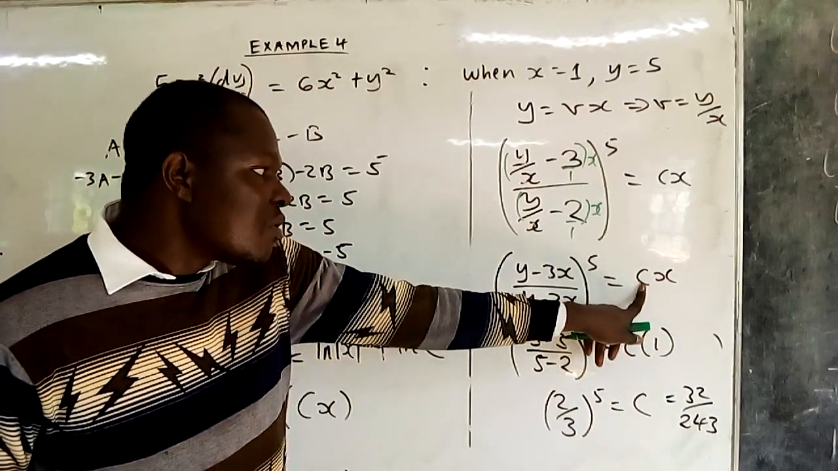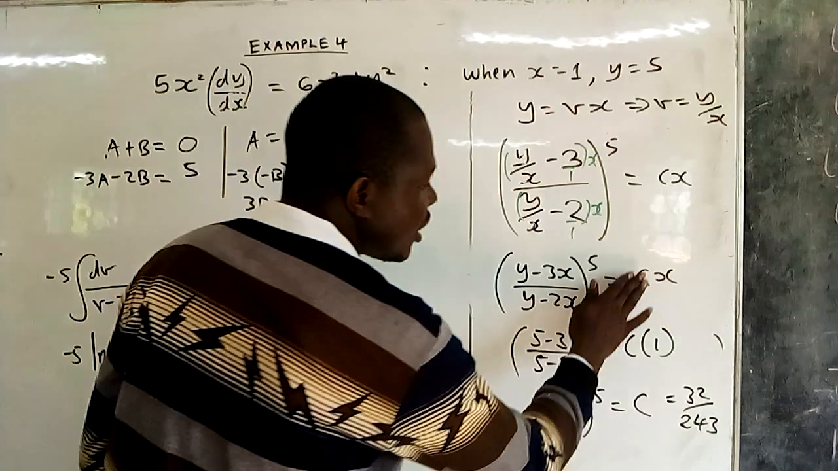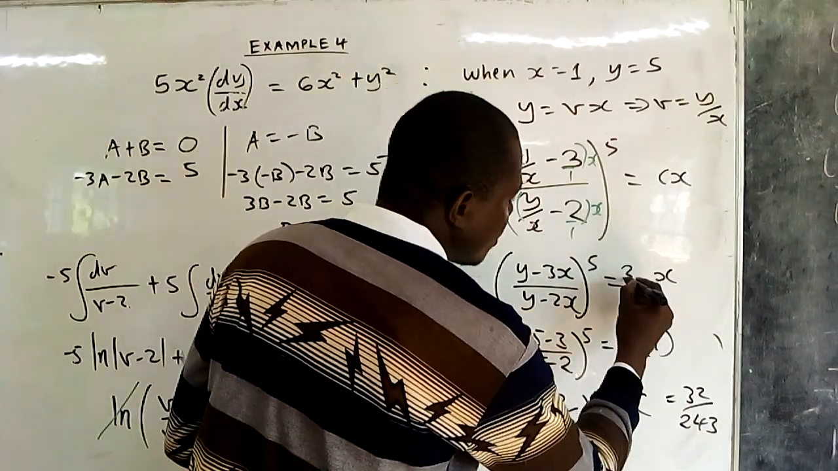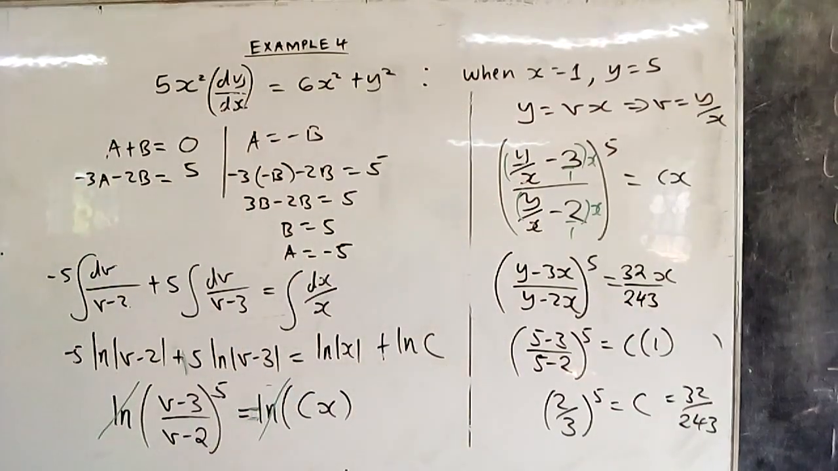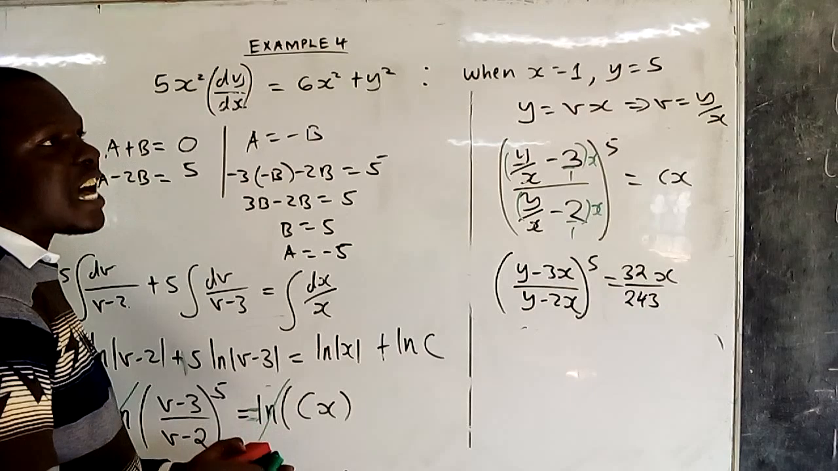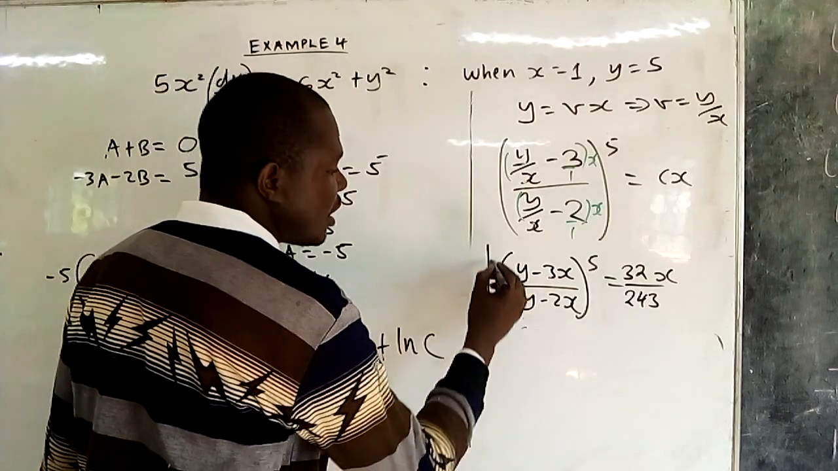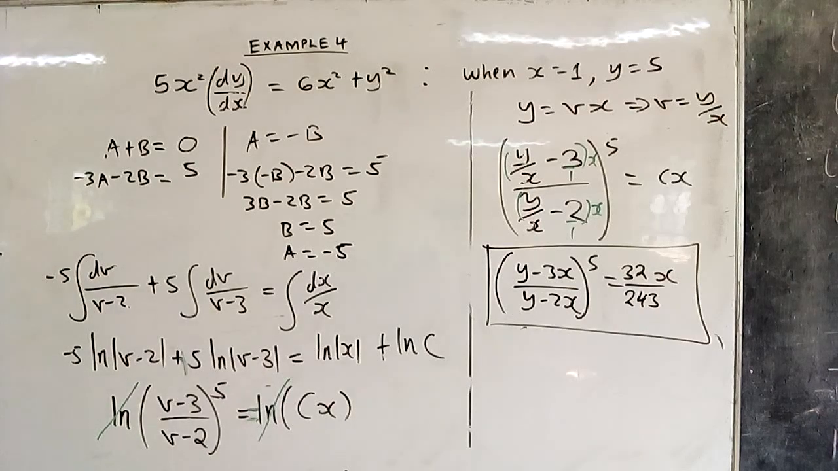Then you substitute the value of c to get the solution. If you substitute the value of c, which is 32 over 243, then you have found the solution of that first order homogeneous ordinary differential equation. Are we together? Very simple and very direct.